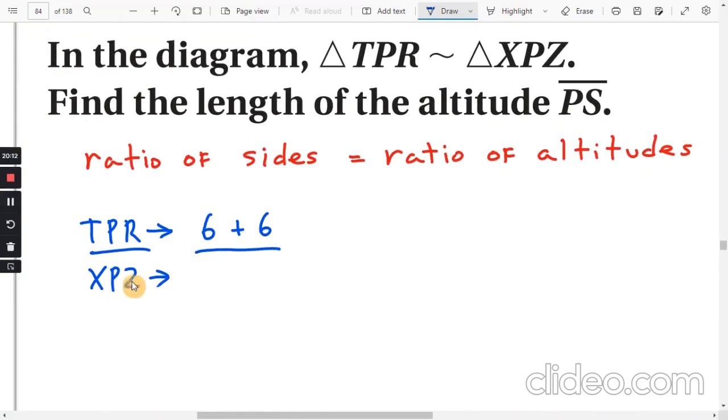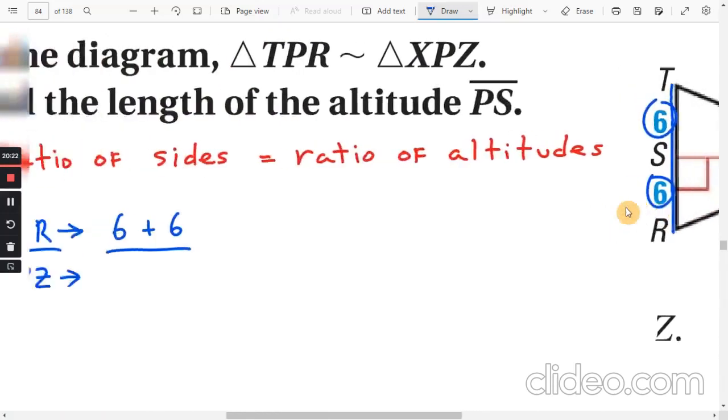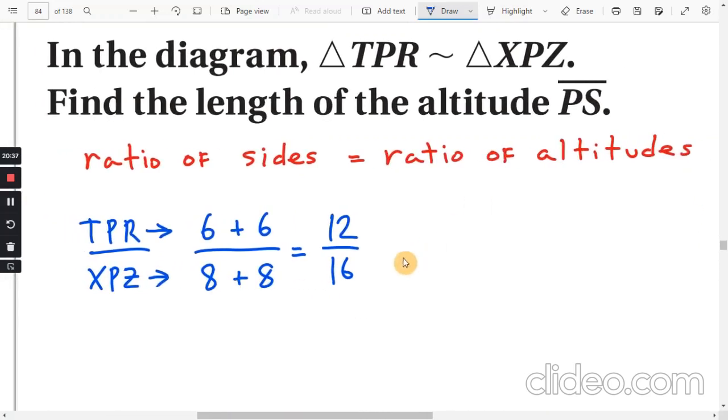And now for XPZ. XPZ is this one right here. This side length is just going to be 8 plus 8. Okay, 6 plus 6 is 12. 8 plus 8 is 16. We could leave it like that, but I would prefer to reduce, but you don't have to.